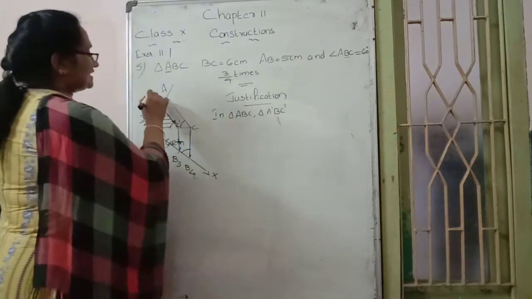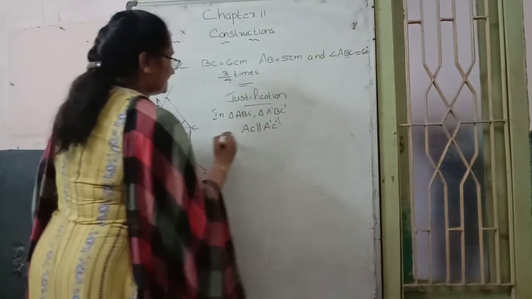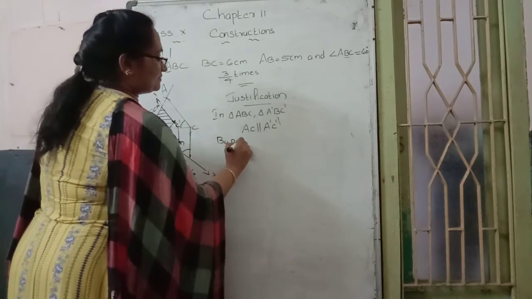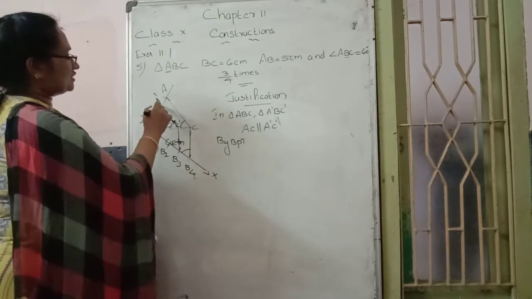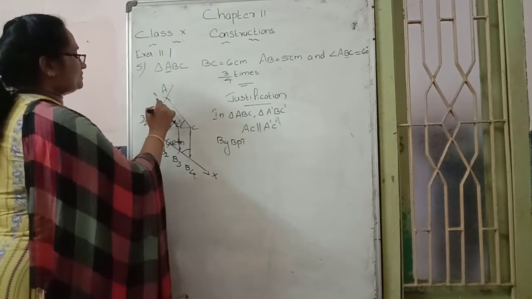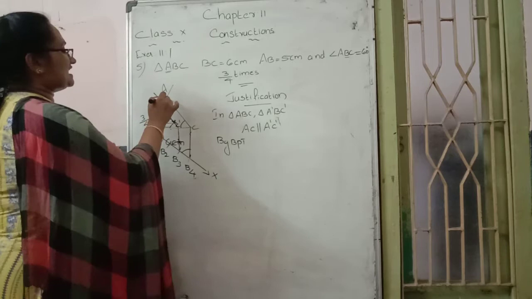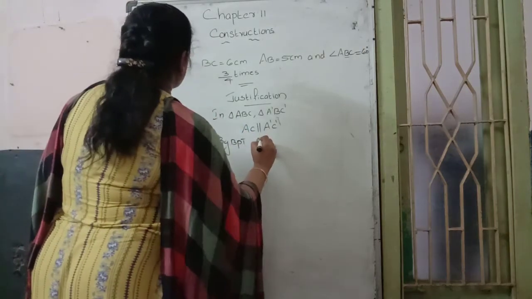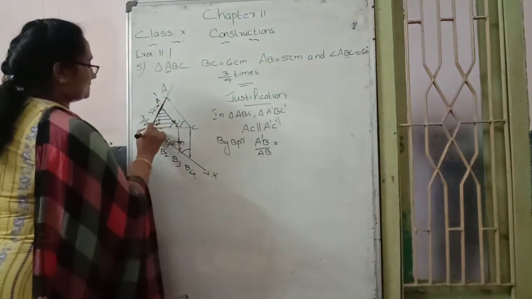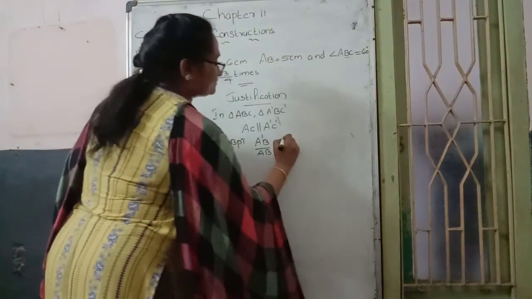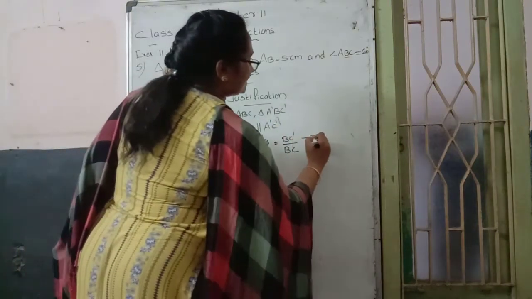Next step: here AC side is parallel to which side? A dash C dash. Then applying the BPT theorem, the ratio of the corresponding sides. A dash B by AB is equal to BC dash by BC. Mark it as equation 1.